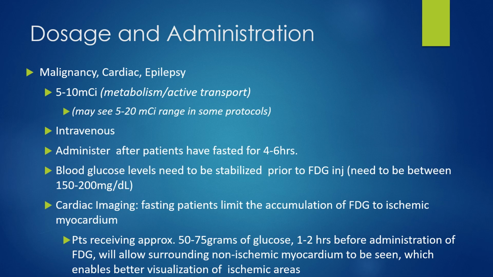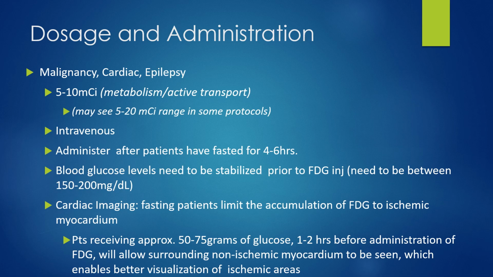So the dose for FDG is fairly consistent regardless of whether you're using it for oncological, neurologic, or cardiac. Typically 5 to 10 millicuries, and it is administered intravenously. And patients should be fasting for 4 to 6 hours, especially for the oncologic studies. Blood glucose levels must be stabilized.